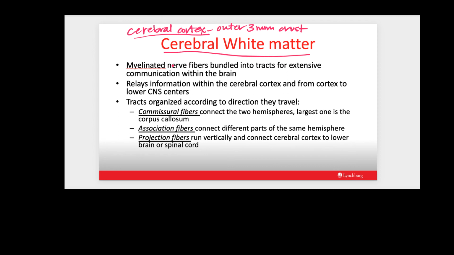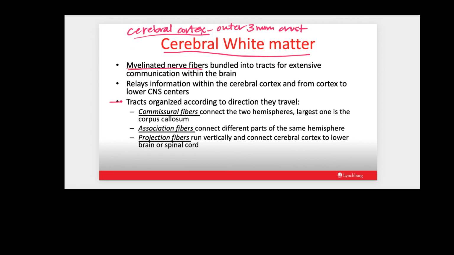And again, cerebral white matter is typically called that and has that appearance because it contains myelinated nerve fibers that are bundled and are traveling to different areas in the brain. Okay, so this is how we're able to relay information within the cerebral cortex, going from area to area, as well as from the cerebral cortex traveling down the spinal cord.